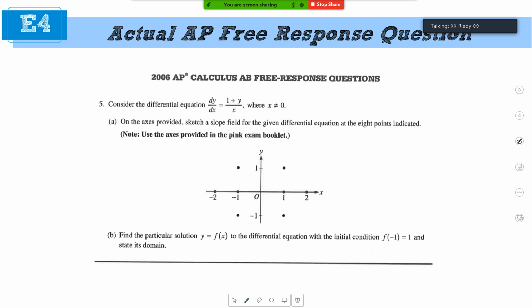All right, so this is an example, as it says at the top, of a question from the 2006 AP test.